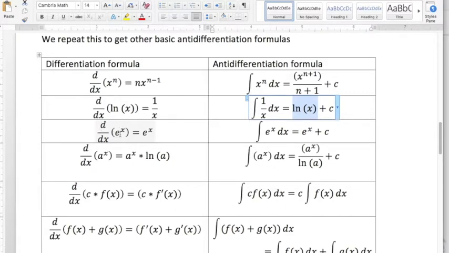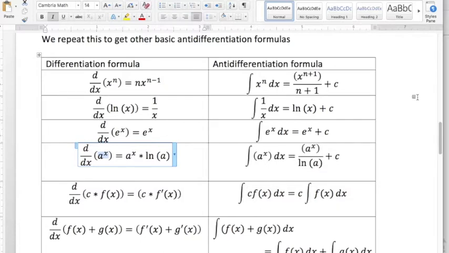The derivative of e to the x is e to the x. So the antiderivative of e to the x is e to the x plus c. The derivative of a to the x is a to the x times ln of a. When I put my integral signs down, I'm going to have a to the x, and I want to divide both sides by ln of a. So the antiderivative of a to the x is going to be a to the x over ln of a plus c.